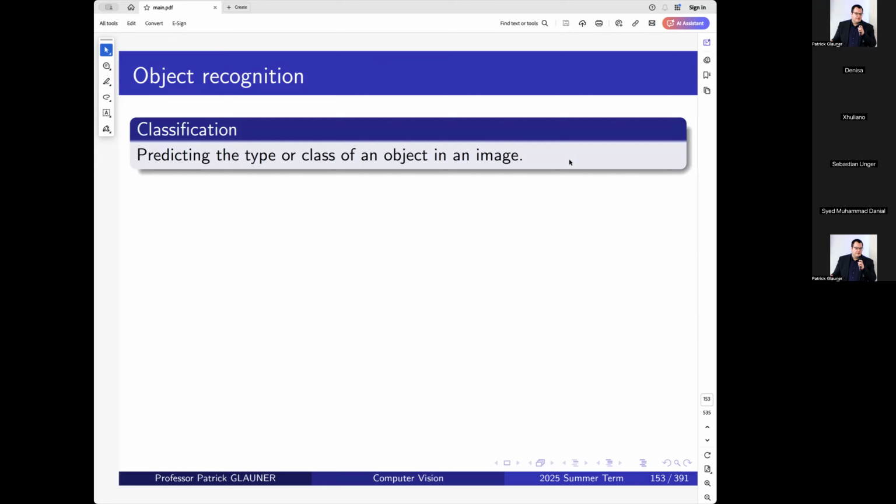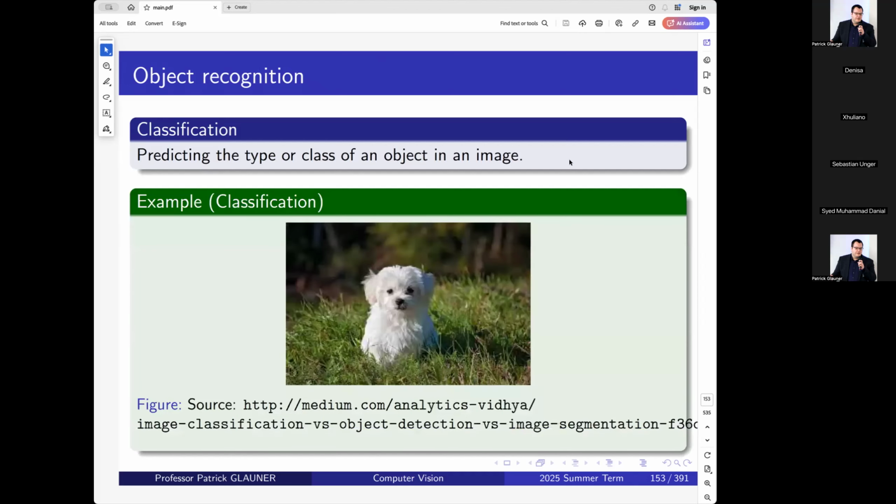The simplest task when it comes to object recognition is classifying the whole image. You want to predict the type or class of an object in the image. You would take the whole image and classify it, so you wouldn't look at the individual pieces. This image could be classified as dog, or the label when we use it for training would be dog. And you could have others with, I don't know, a car, an airplane, whatever.